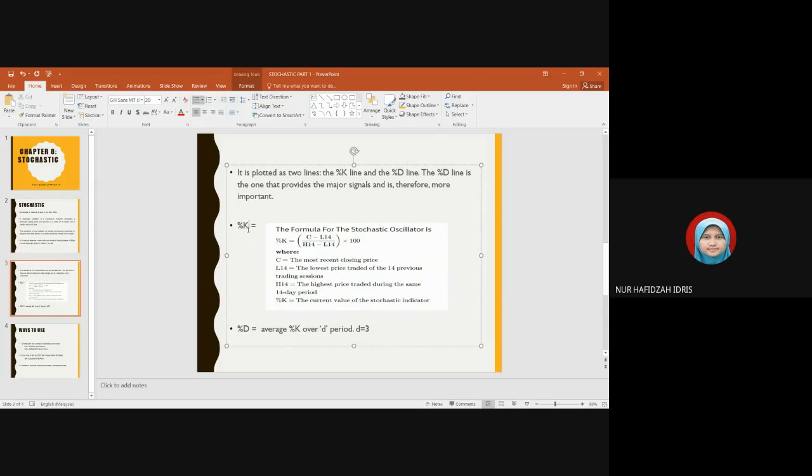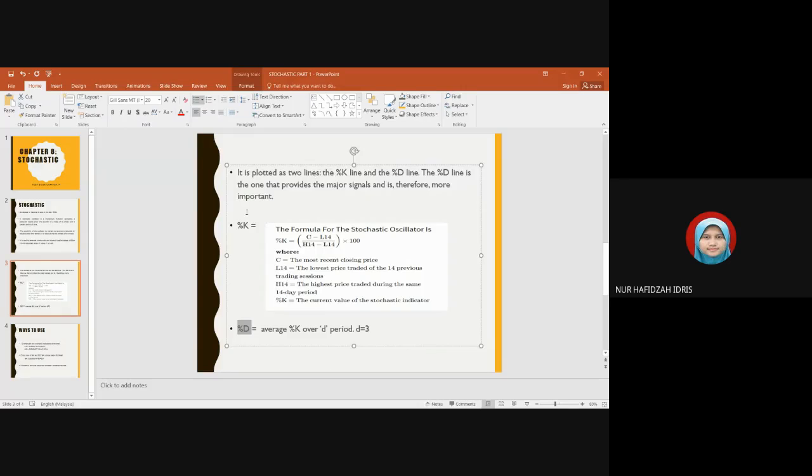So we will have the line for stochastic, the percentage K and percentage D. So but before that, stochastic ni is quite similar with RSI. I hope you still remember about RSI lah. RSI dia akan ada yang graph tu, dan any graph that touch the 70, kita kata it is indicator of sell. Any graph yang they touch 30, so itu adalah indicator of buying signal. So lebih kurang sama dengan stochastic.